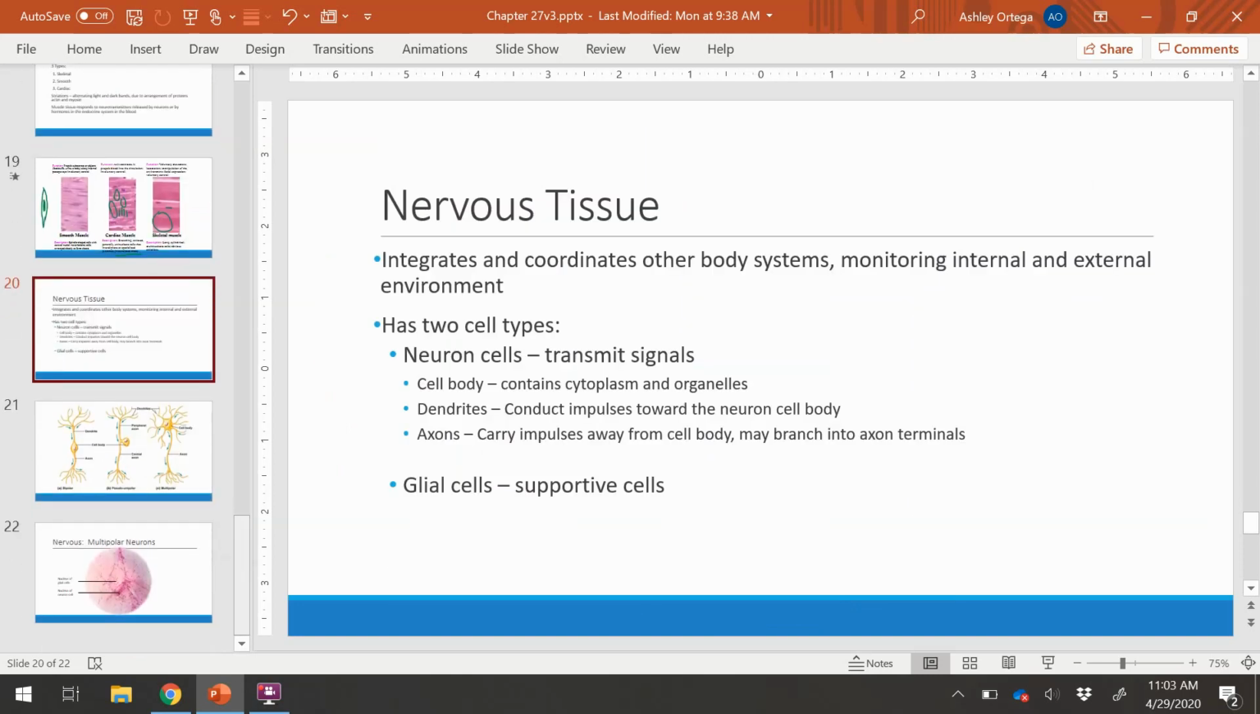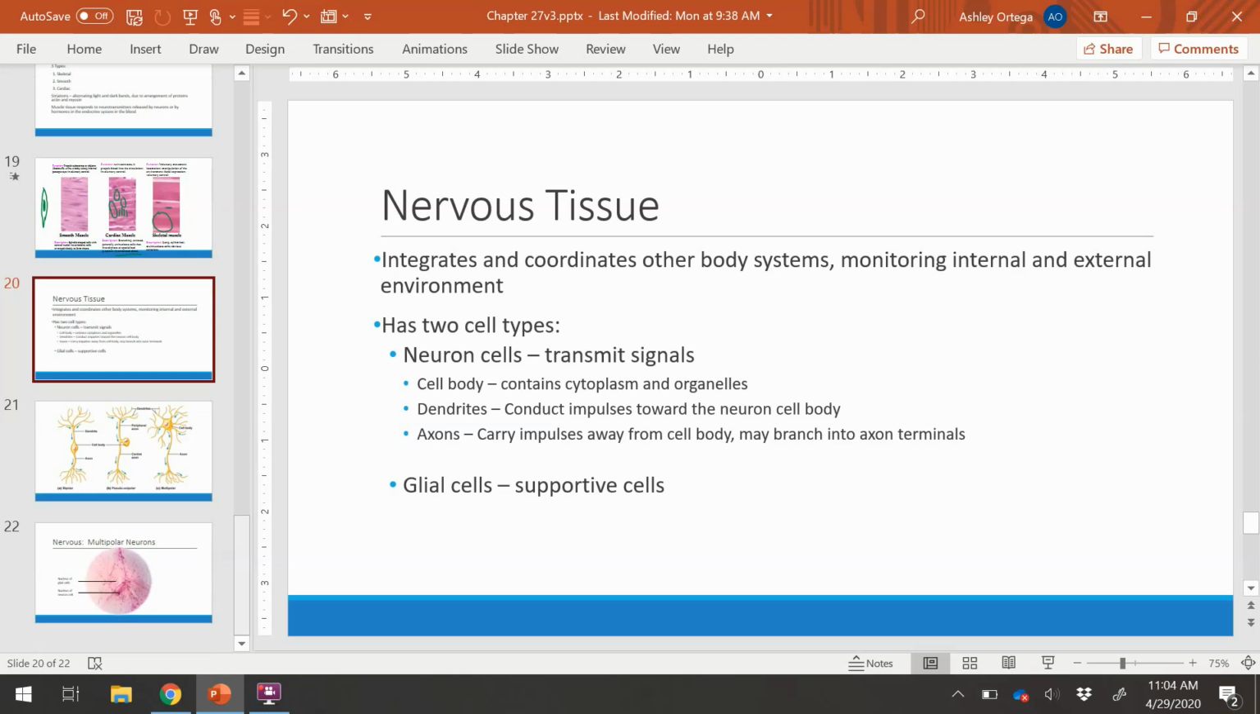So on to our last tissue type, nervous tissue. Nervous tissue is going to be coordinating body systems. It's going to be monitoring internal and external environment, and is known for sending signals quickly, in a matter of seconds or fractions of seconds. As we learned in lecture, there are two cell types: the neuron cells that are responsible for transmitting these signals, and then the glial cells, which support the neuron cells.